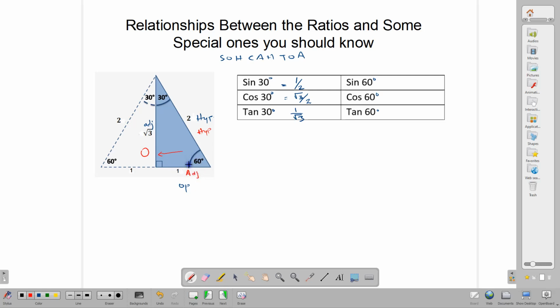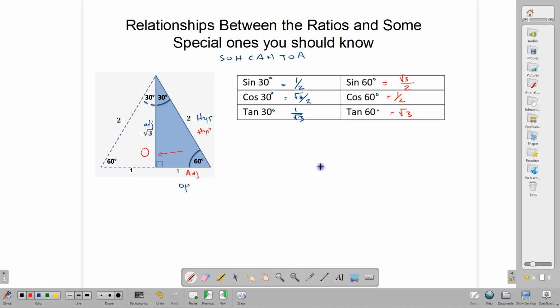So for 60 degrees, the sine of 60 is opposite over hypotenuse, which is root 3 divided by 2. And the cosine of this 60-degree angle is the adjacent side over the hypotenuse, which is 1 over 2. And the tangent is the opposite side divided by the adjacent side, which is root 3.